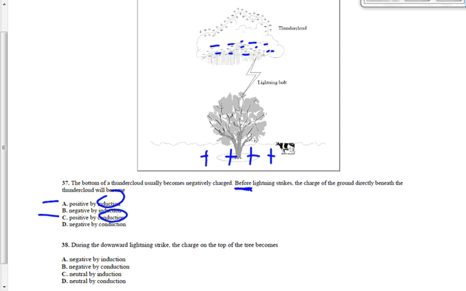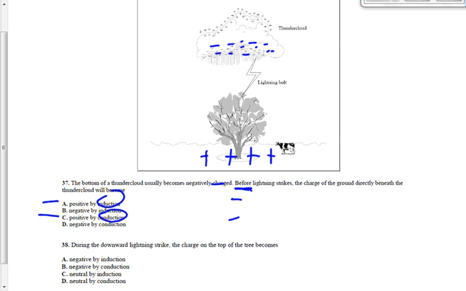There's a separation of charge produced in the earth. A negative object will push the negatives that were near the surface of the earth down into the earth, so that the surface of the earth nearest the cloud becomes positively charged. Does that make sense? That's induction. There's no transfer of charge. There's no touching going on there.